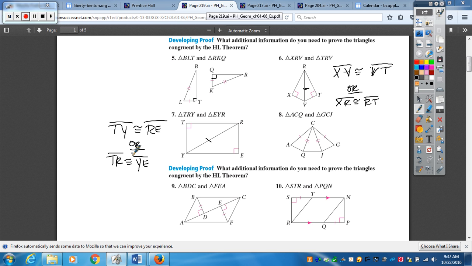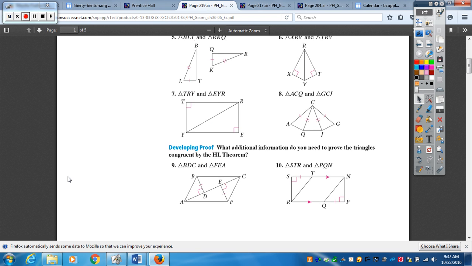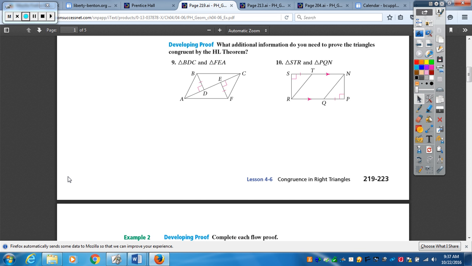All right, for the last problem here, number 9, it's the same type of problem. What additional information do you need to prove the triangle is congruent by the hypotenuse leg theorem? BDC and FEA. Well, I'm going to go ahead and say if that's a right angle, we already know that that one's a right angle. Likewise here. Okay, so we know we have a pair of right angles.